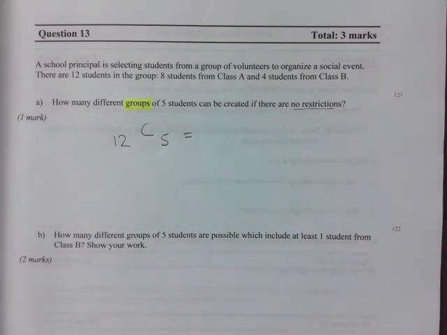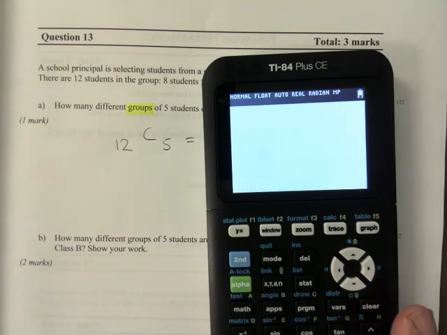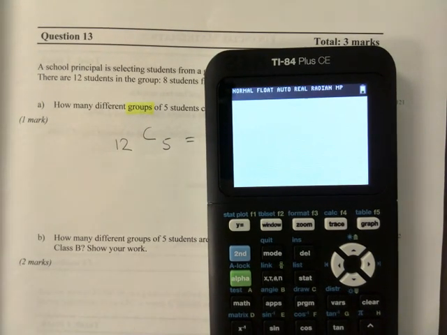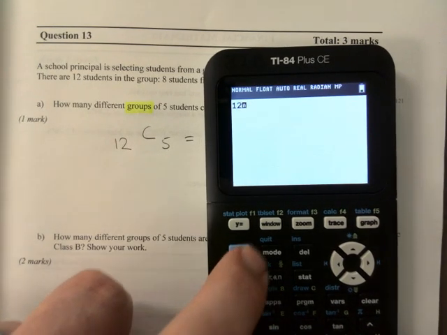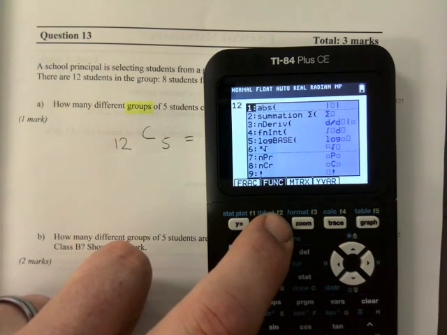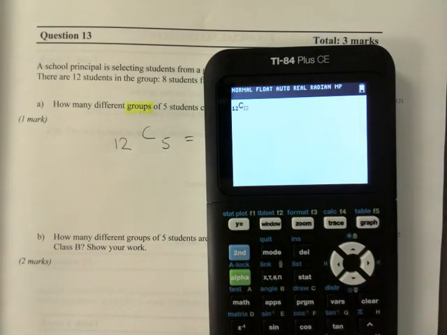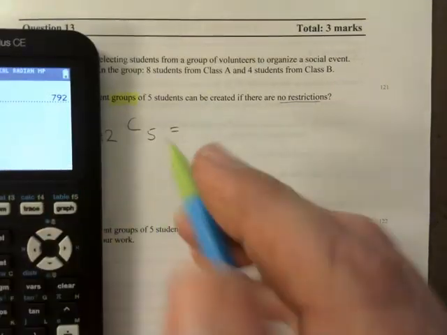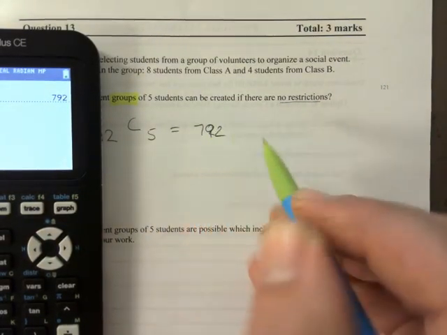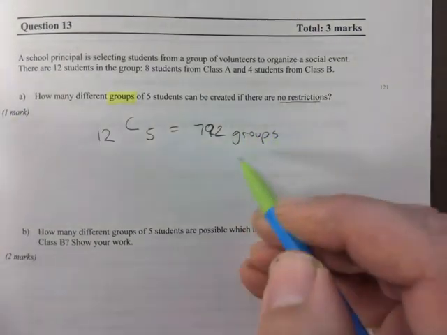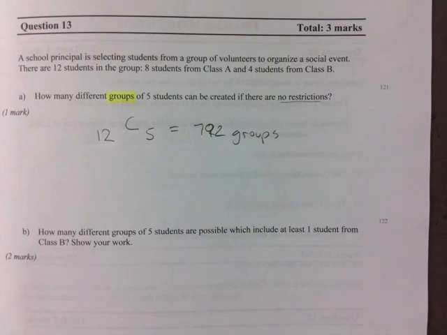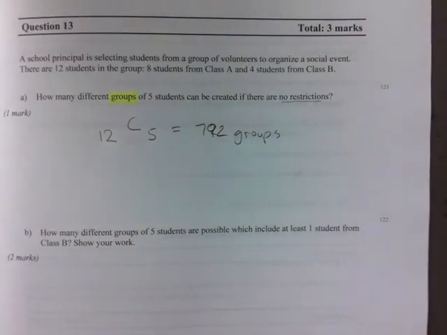Do you remember where to find these, ladies? Come on. You want to grab those exams? So that would be 12, alpha. I even forgot. I have to check now. Alpha window does it, and you just go choose. So 12 choose 5. That's 792 groups. So if we don't care if it's all Class A, all Class B, and everything in between, 792.